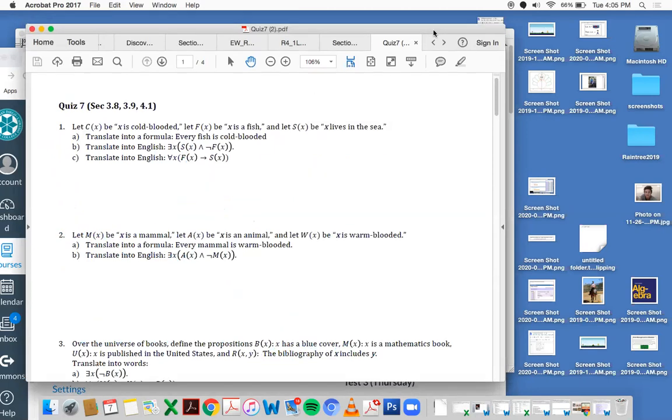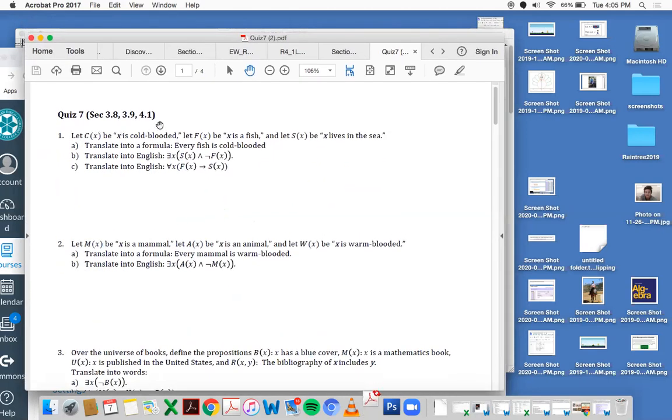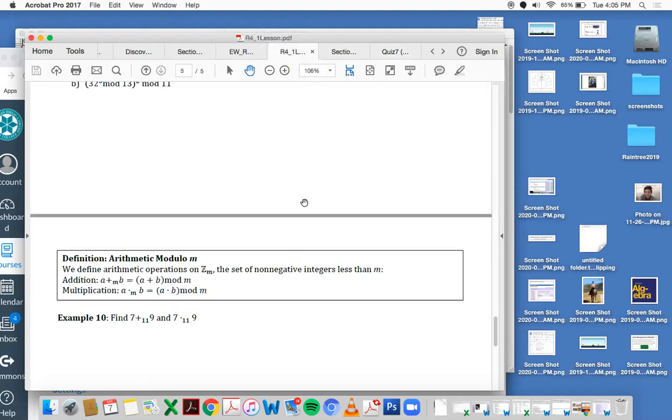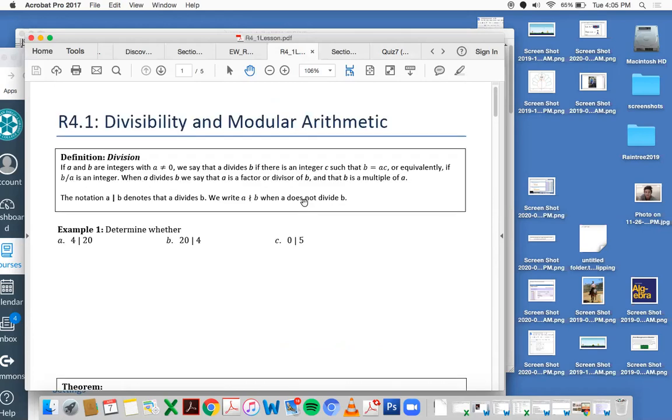All right, so quiz 7, I've actually covered all the ones before the spring break. Quiz 7 was on sections 3.8, 3.9, and 4.1. I'll try to post quiz 8 soon, maybe tonight or tomorrow, so you can start looking at it. That will cover the next 3 sections, like 4.2 and the first couple of sections in the number theory chapter. But we are now going to start looking at number theory.